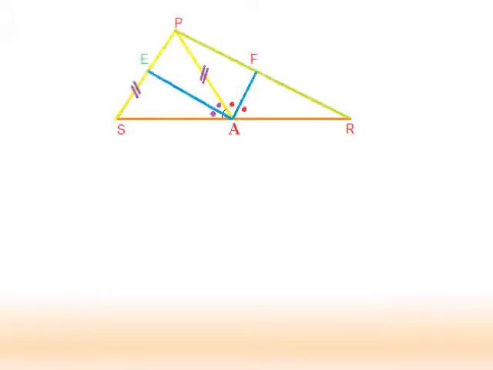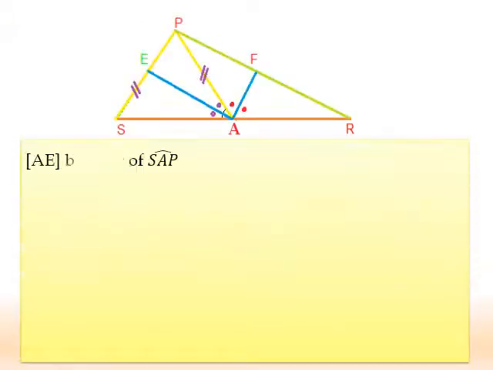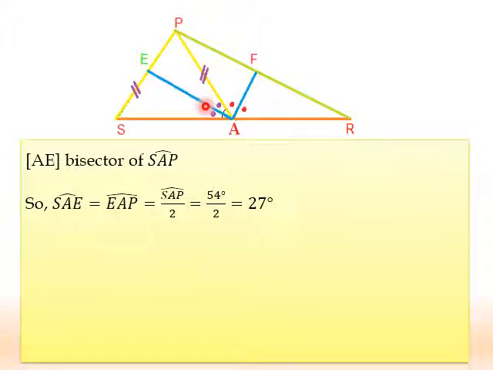I can say that by calculating angles, since AE is the bisector of SAP, it divides the angle into two equal adjacent angles. So SAE equals EAP, which equals half the angle SAP. So 54 divided by 2 equals 27.